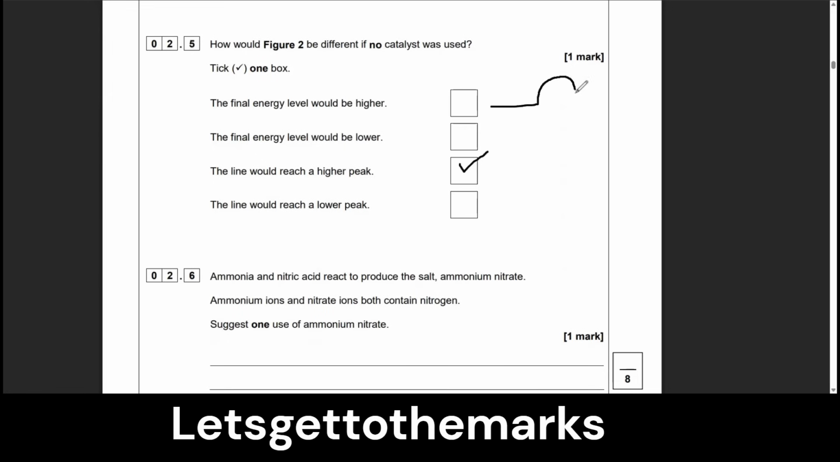So this would be the catalyzed reaction. And if you didn't have a catalyst, the activation energy required is going to be higher, but the overall energy change would be the same. You're just putting more energy in, so it's more expensive, costing you more money without a catalyst. Okay, let's go.